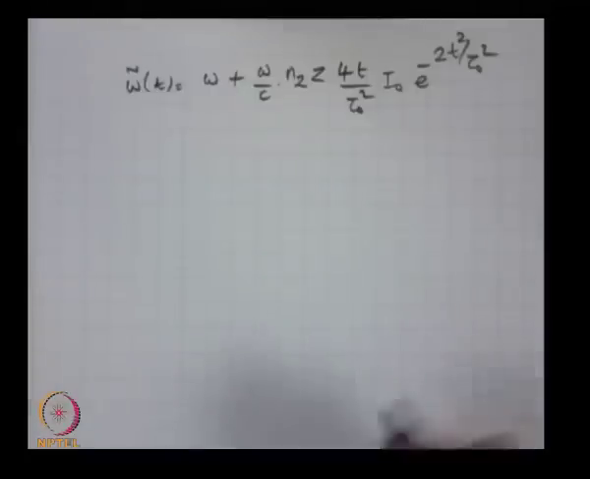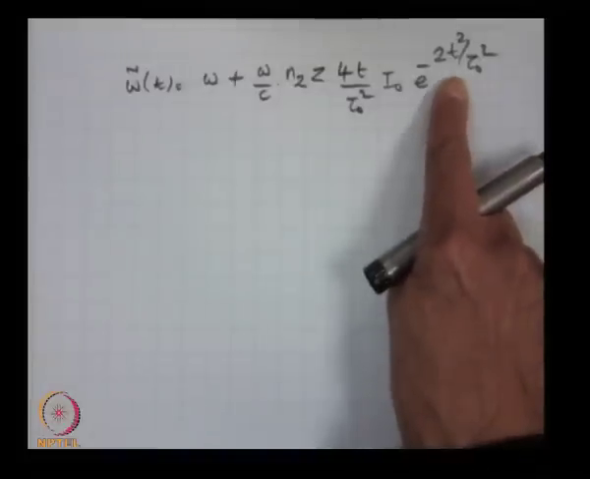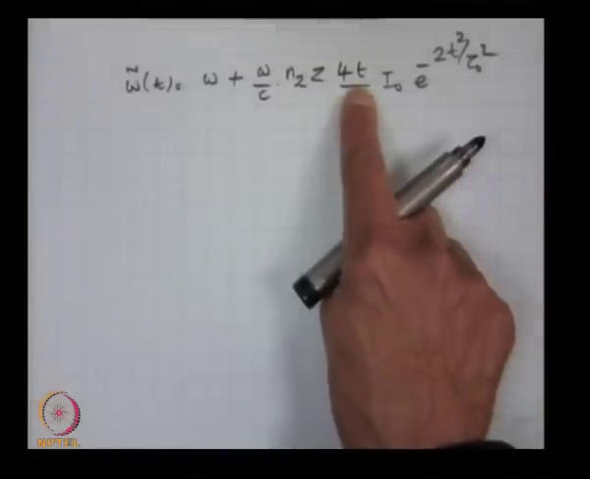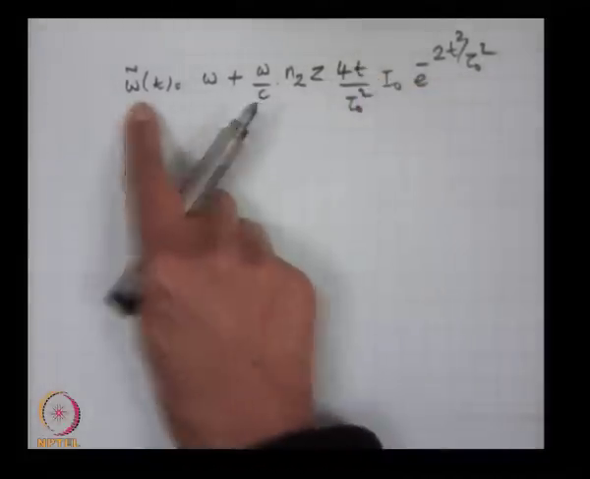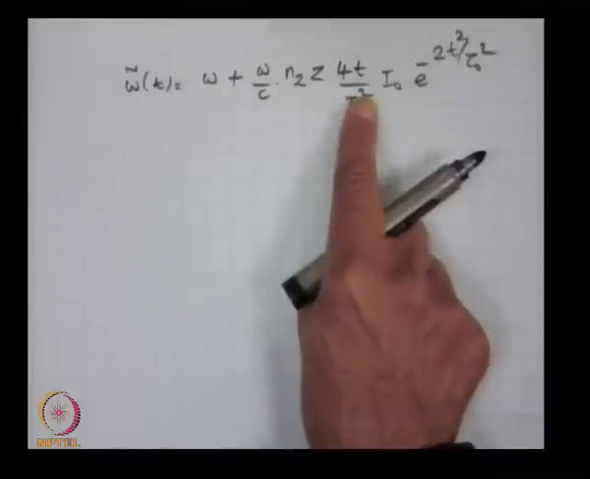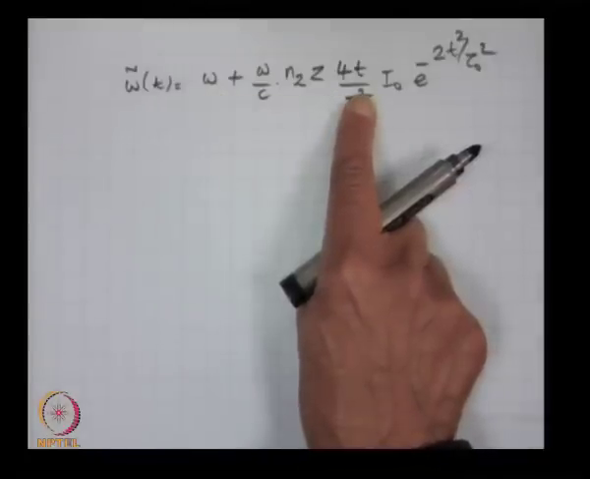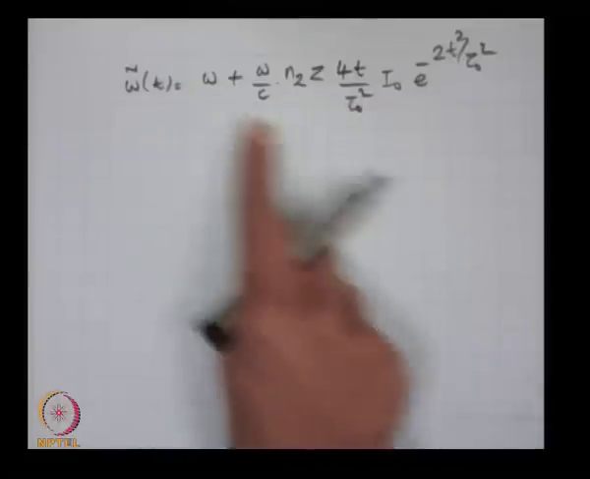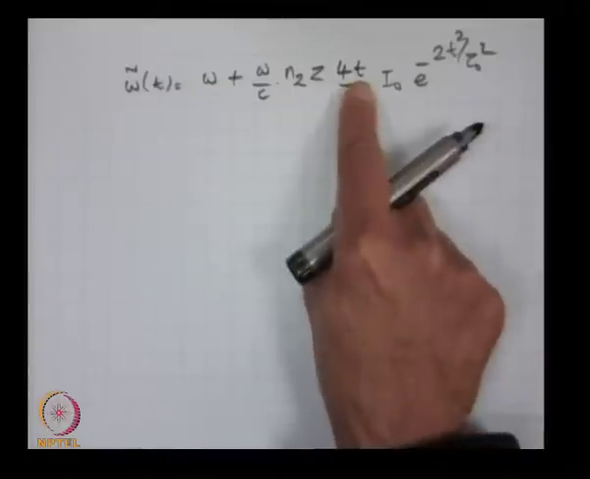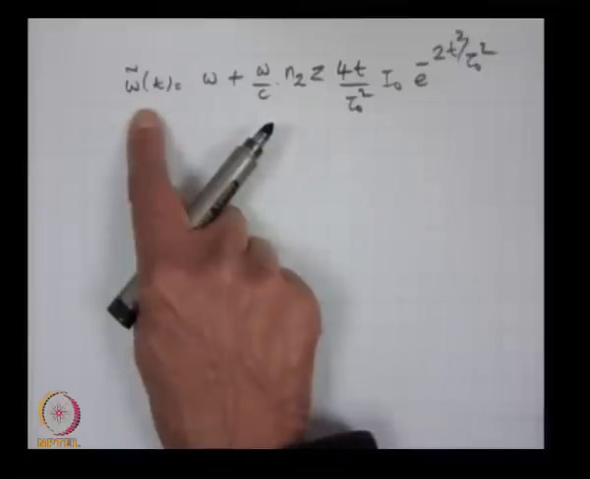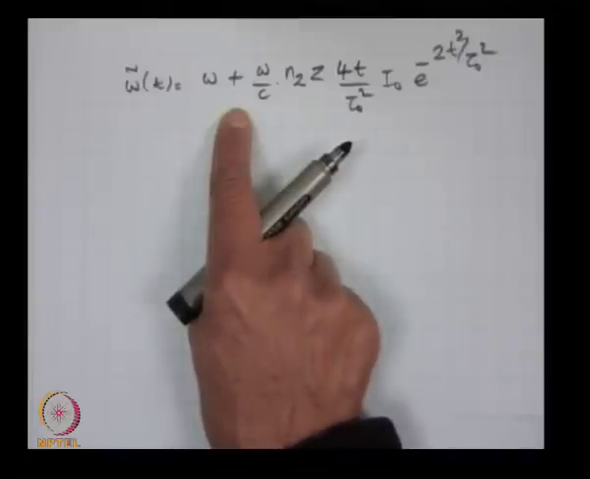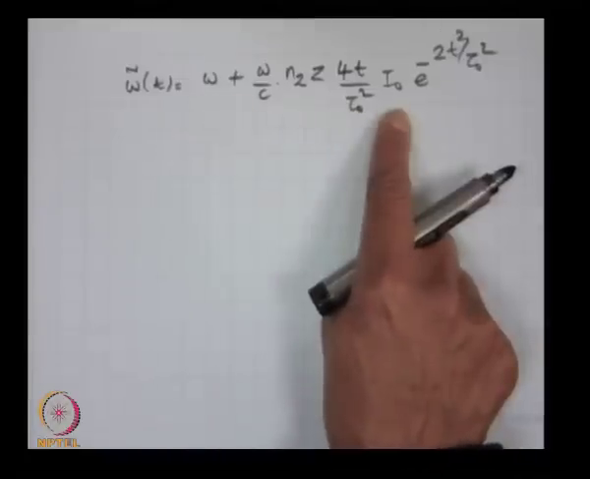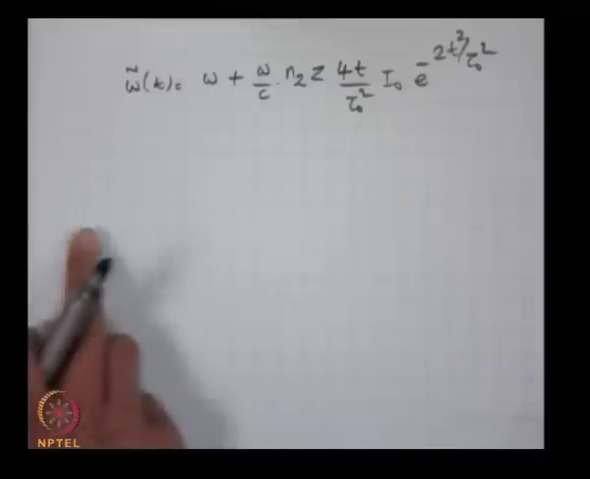So as you can see here, the center of the pulse is t equal to 0, and because of this factor here, omega tilde becomes omega. The leading edge of the pulse is t less than 0, so this is negative, so the frequency is less than omega. The trailing edge of the pulse is t greater than 0, which means this is positive and the frequency is higher than omega. So the instantaneous frequency is increasing with time.